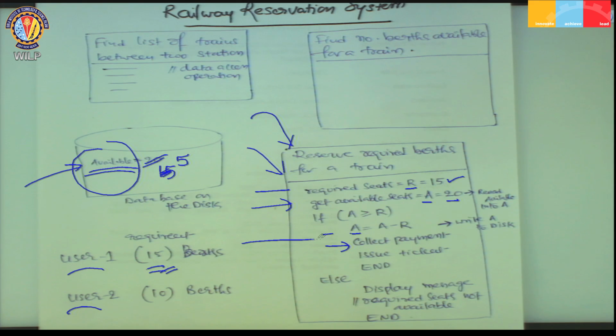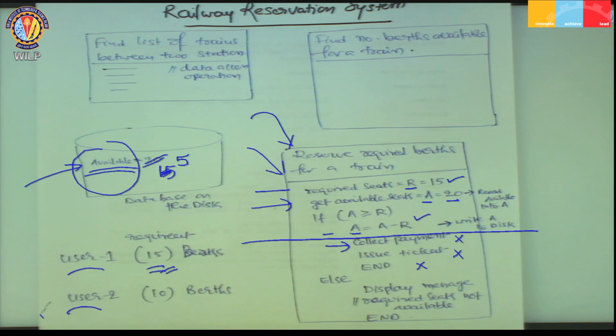Let us assume that after performing this operation, that is A is equal to A minus R, the system crashes, and he could not collect the payment and could not issue the ticket. That's why the reservation process for user 1 is not successful. But this unsuccessful operation has still modified the data item available from 20 to 5, and this is not taken care of.